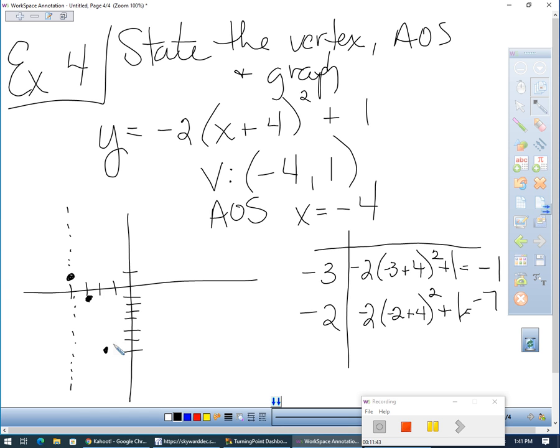Now what do I have to do? Reflect. Very good. So this one reflects across my line to here, and this one reflects across my line to here. And then we connect.